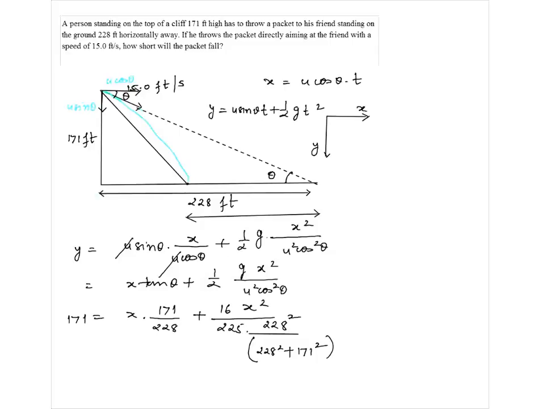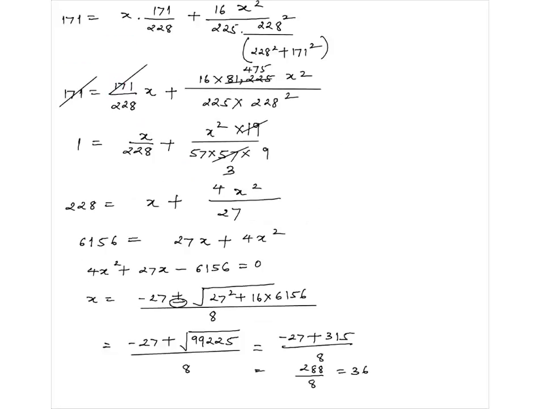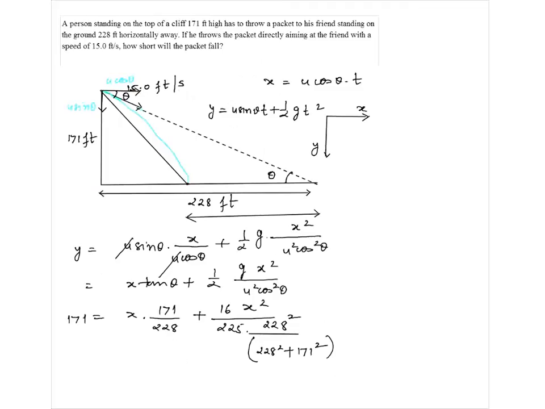That's very much short, isn't it? 228 feet was the intention. 228 feet range was desired. And what range did he get? He got a meager range of 36 feet. So the packet fell short by a huge distance, 192 feet. It would have gone perfectly well had it been a gravity-free space. Any questions? Let me know.